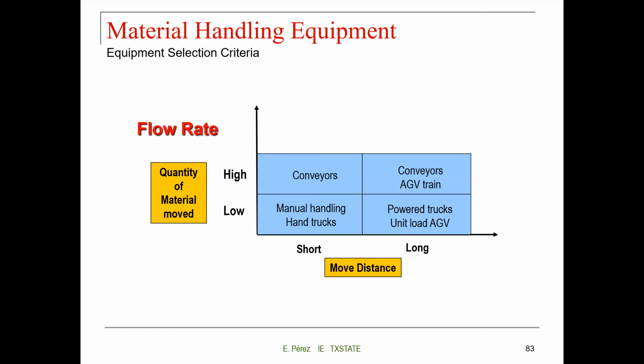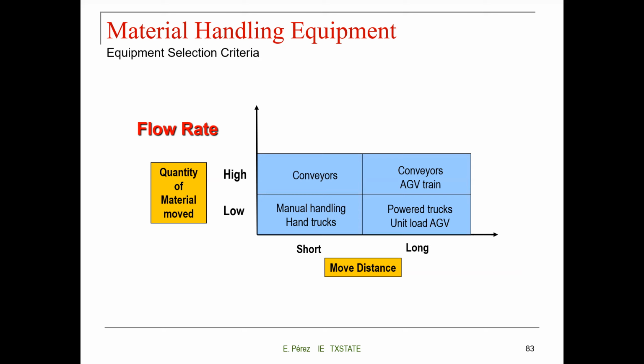In this slide, we are trying to give you a strategy to select the type of equipment that you will need based on the quantity of material moved and the move distance. If your move distance is short and the quantity to move is low, then manual handling with hand trucks will be enough. If the move distance is short and the quantity of material to be moved is high, then conveyors will be the best option.